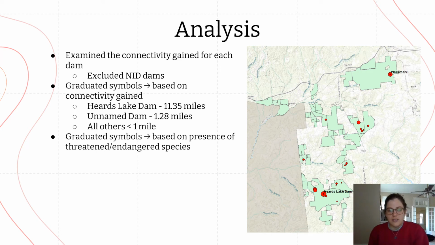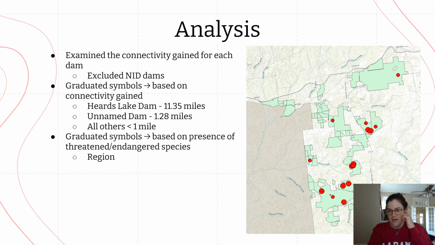So next I wanted to check out the presence of threatened and endangered species. So again, I did a graduated symbols focusing on that. First, I did one for region listed threatened and endangered species, and I found this. These were my results here. So they base this on tiers, based on the number of species that are present.